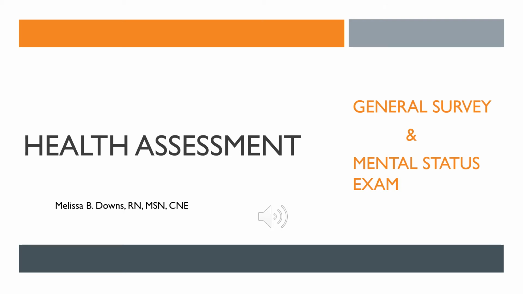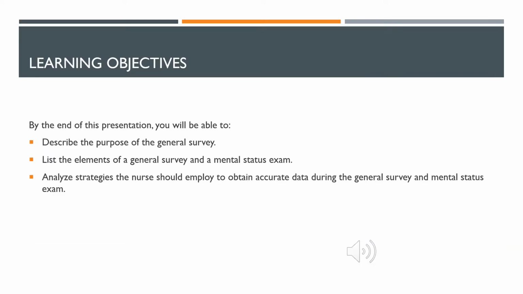This mini lecture is going to review the general survey and the mental status exam. Our learning objectives include, by the end of this presentation, you will be able to describe the purpose of the general survey, list the elements of a general survey and a mental status exam, and lastly, analyze strategies the nurse should employ to obtain accurate data during the general survey and mental status exam.